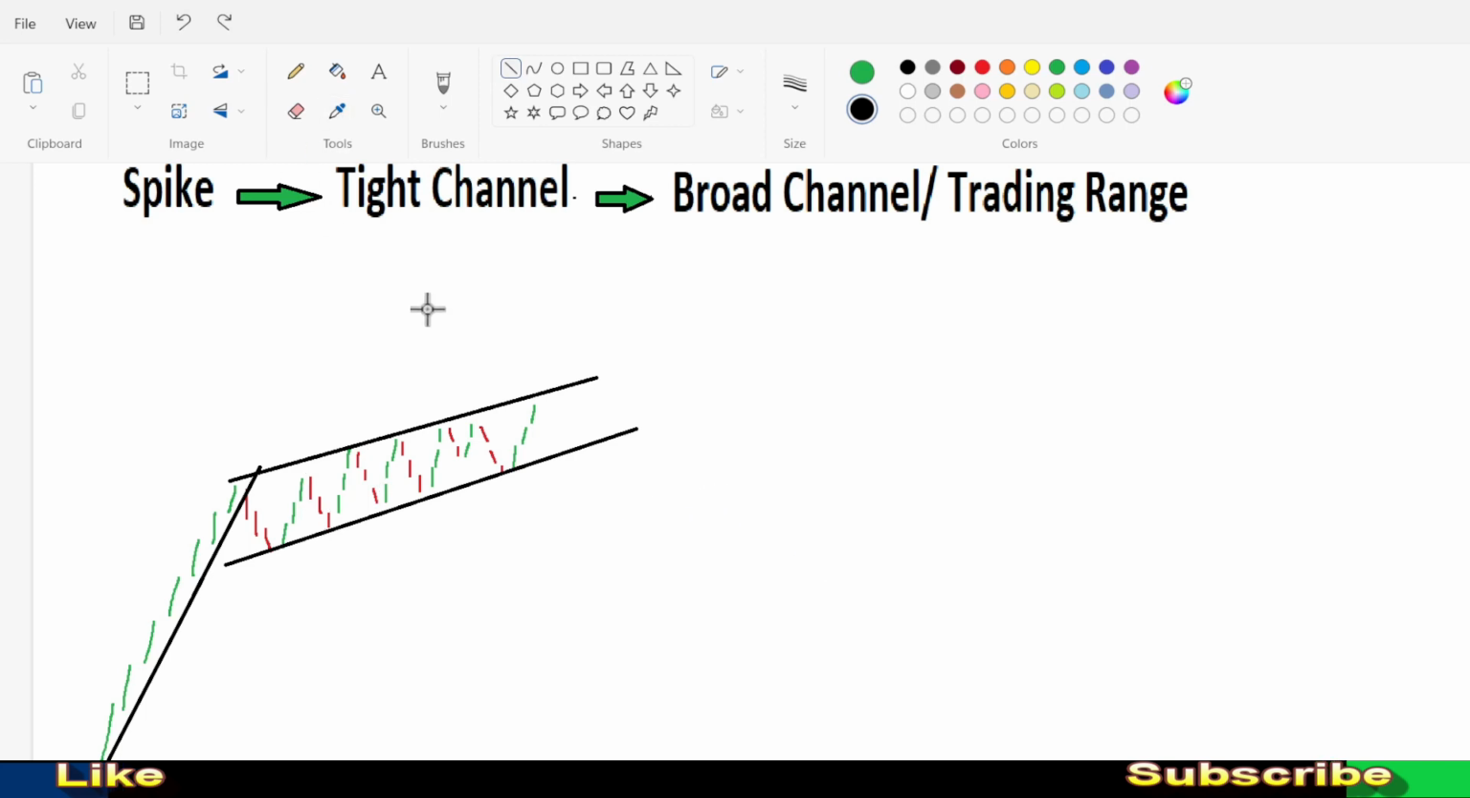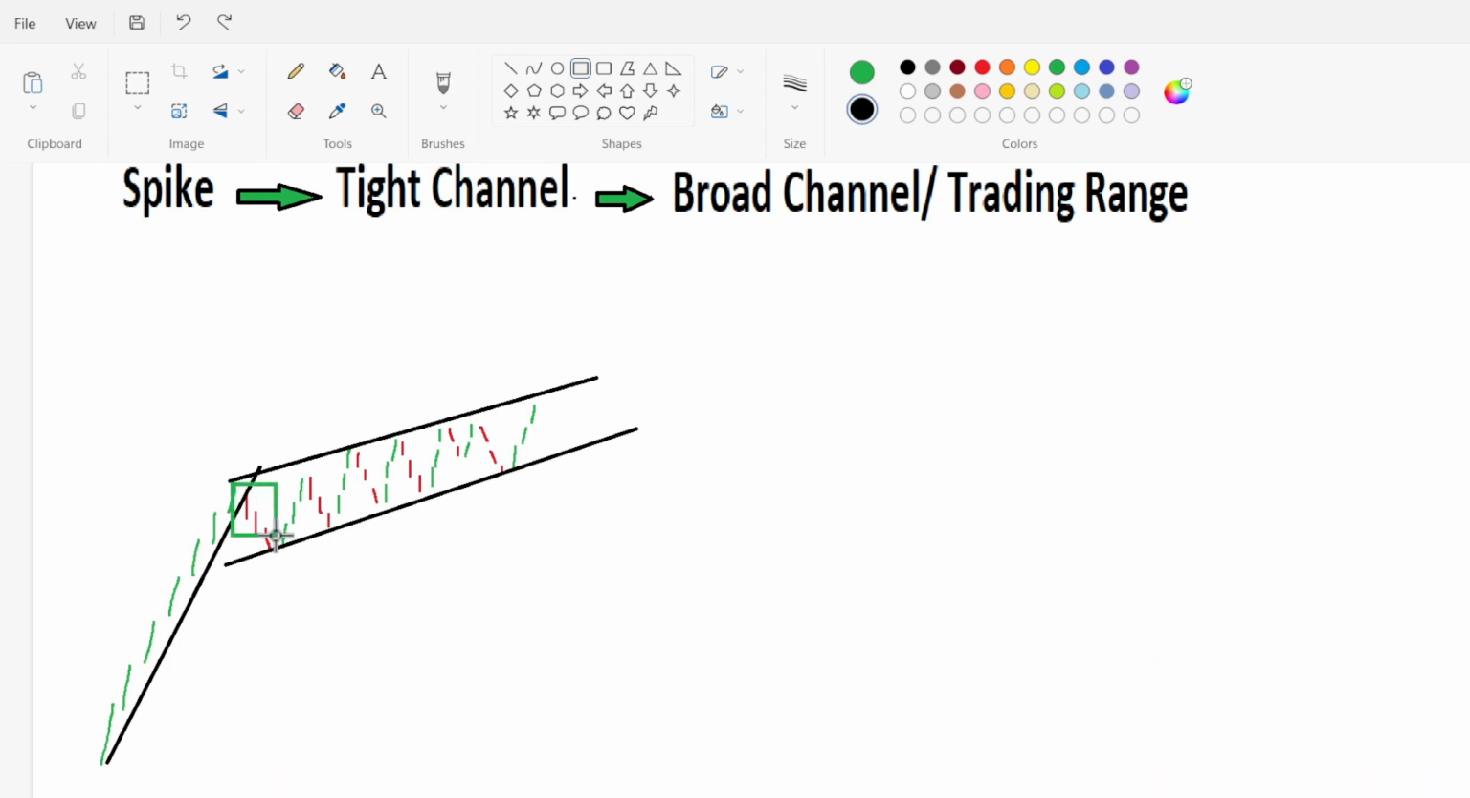A better way to do this would be to take a box. Once you see the moves start to come in, take a box and look at this retracement here. Okay? Measure that retracement and then put it at the top of another move so that you can gauge the retracement. But that's for another video. It's something I've been working on with people in my Discord, trying to show them that.